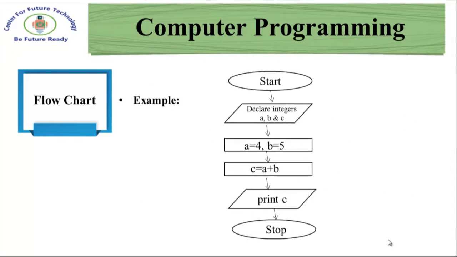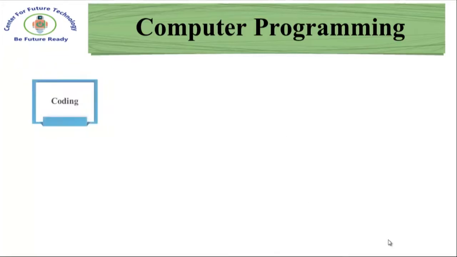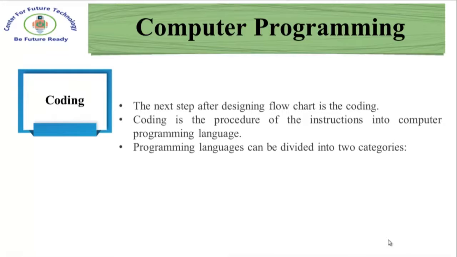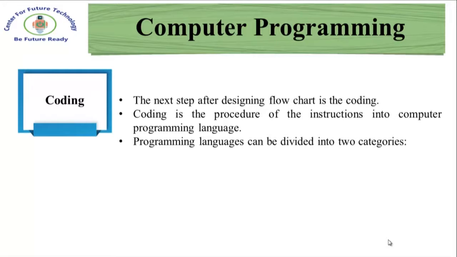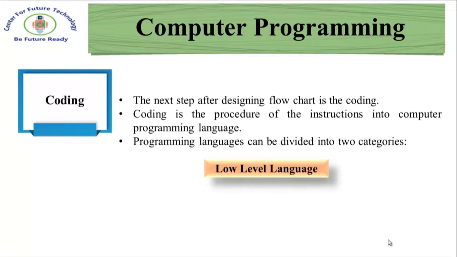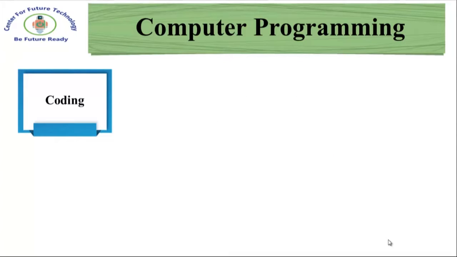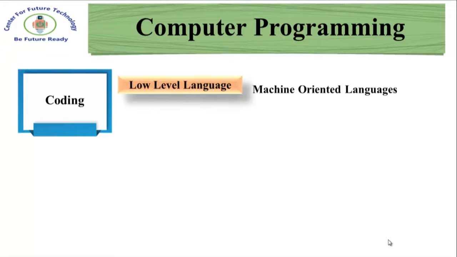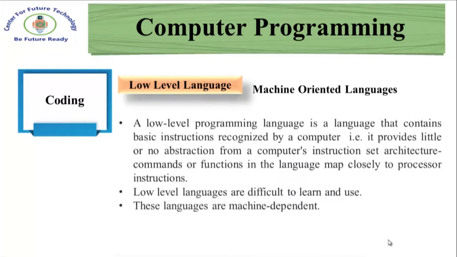Coding in computer programming. The next step after designing flowchart is the coding. Coding is the procedure of translating the instructions into a computer programming language. Programming languages can be divided into two categories, low level and high level language. Low level, machine oriented language.